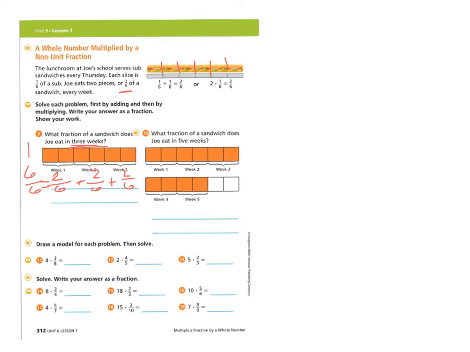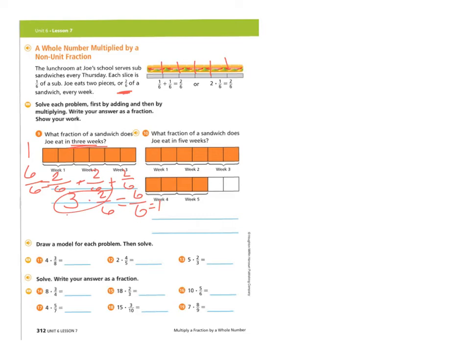Now how can we write that out as a multiplication problem? So start with how many weeks? 3 weeks times how much did he eat in 1 week? 2/6. That equals 3 times 2 is 6 over 6, or 1 whole. So that's how you write it in an addition problem and a multiplication problem.